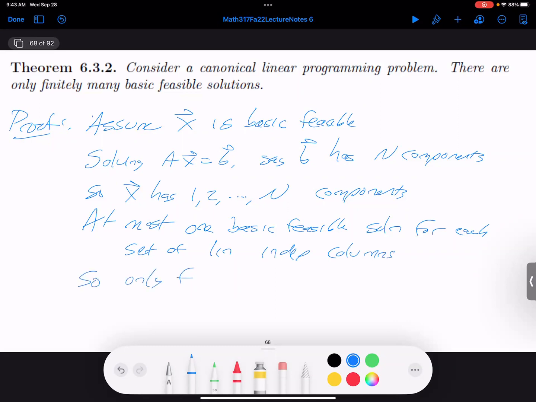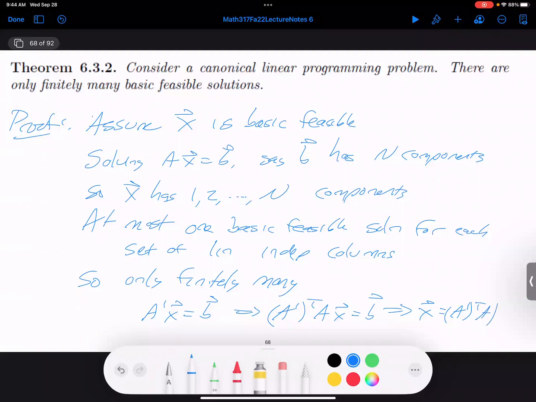So only finitely many. And this was coming from, say, A prime x equals b. We then went to A prime transpose A x equals b, to then x equals A prime transpose A inverse. Oh, I need an A prime here.